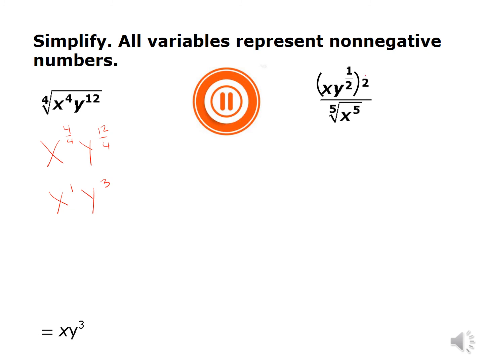Over here, we're going to distribute the 2. Don't forget to distribute to both. So I get x squared y to the 2 over 2, which is y to the 1, over x to the 5 over 5, which is 1. So I've got x squared over y over x. This x canceled out one of those, and my final answer is xy.